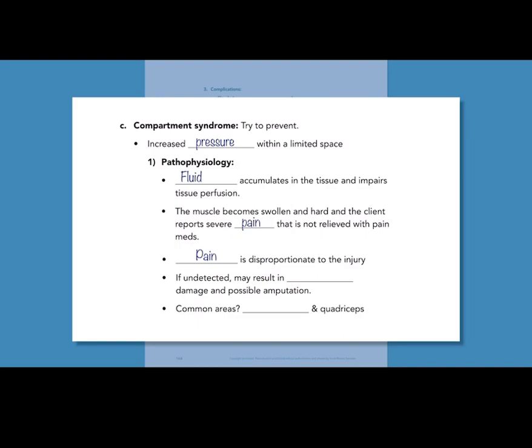Now, if it's undetected, it may result in nerve damage, and possible amputation could occur. Now, common areas for compartment syndrome are the forearm and the quadriceps. Also, I want you to understand something. You do not have to have a fracture to get a compartment syndrome. It's just that whenever we're studying compartment syndrome, it's always in the fracture chapter, okay? But you can get it other times.